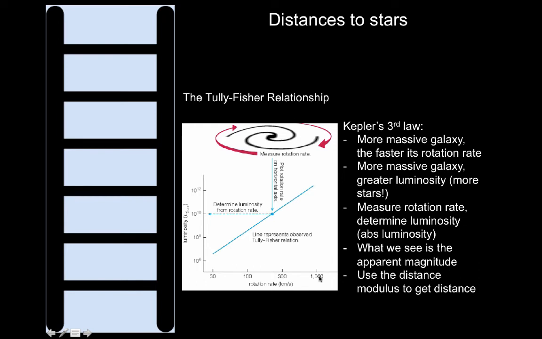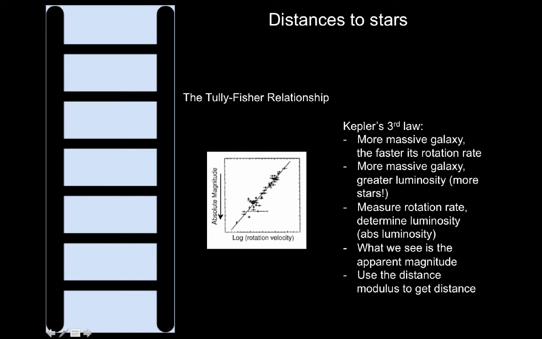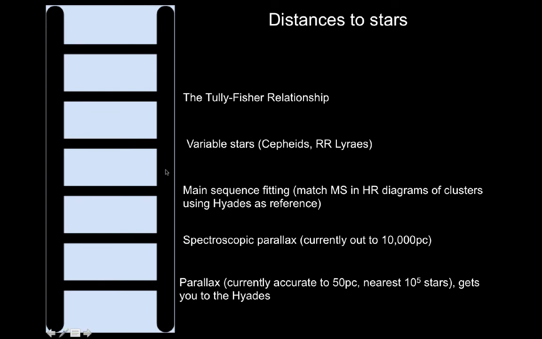Measure the rotation rate. These are typical rotation rates between 30 and 1,000 kilometers per second, and that correlates with the luminosity of the galaxy. This is an actual plot of data of rotation velocities versus absolute magnitude of galaxies, and so you can see they all fit fairly well along this straight line here with a little bit of scatter, so there is some uncertainty in these measurements, but it is relatively small compared to the distances we're measuring. So we can add the Tully-Fisher relationship as the next rung on our cosmic distance ladder.